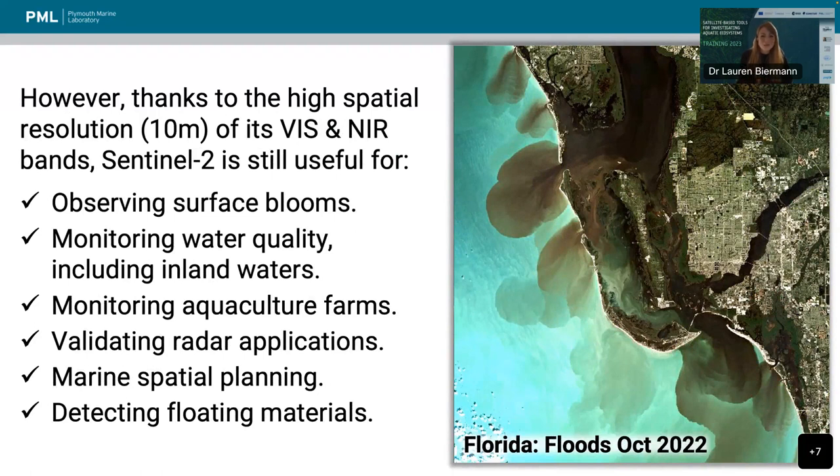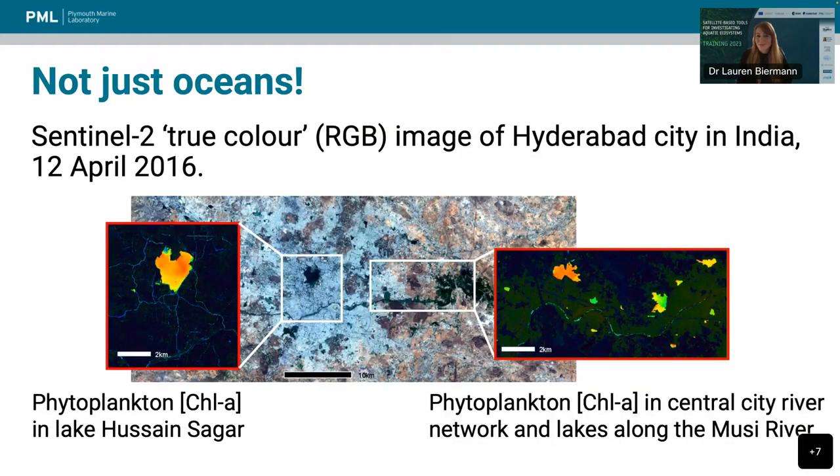We can monitor water quality. We can look at aquaculture farms like I just showed you in the Shandong province of China. Whatever you see in radar, it's really good to do sanity checks or validate with Sentinel-2 wherever possible. Very valuable for marine spatial planning and for detecting floating debris. And again, because it is ostensibly terrestrial, you don't just have to do marine applications like ocean color in the ocean. You can also extract phytoplankton and chlorophyll in inland waters thanks to this higher resolution.